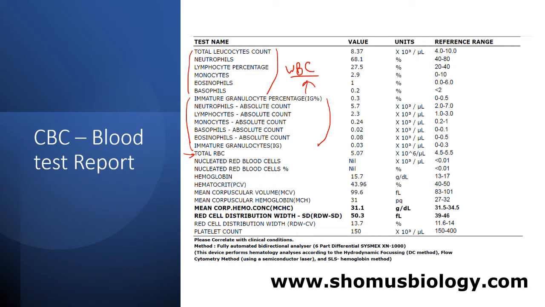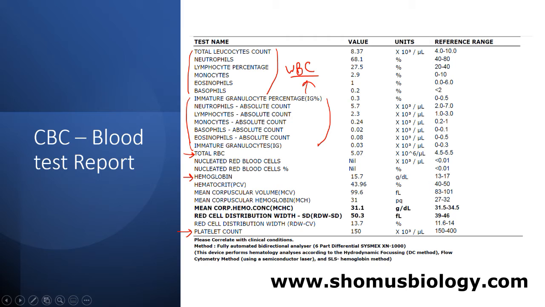Then comes RBC, which is also important, and along with that the most important one is the hemoglobin, the blood hemoglobin count. And then the other important one is the platelet count. So these are the most common things: the WBC, the RBC, the hemoglobin, and the platelet. These are the four components which are all the cellular components of the blood.